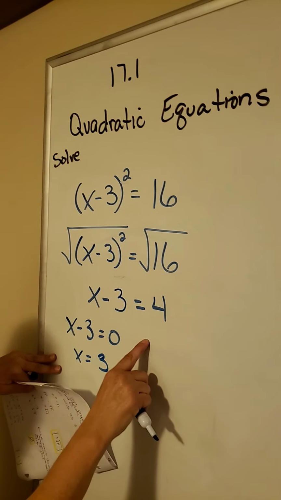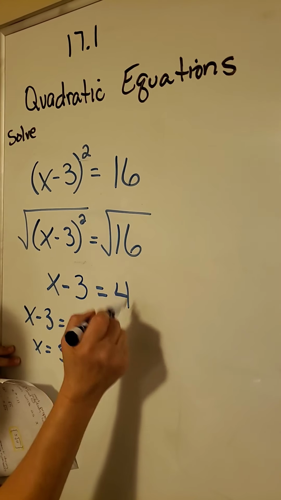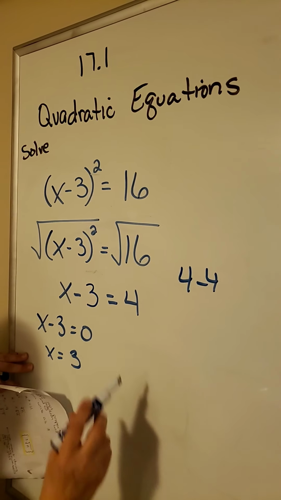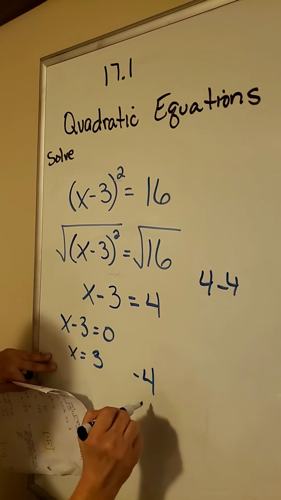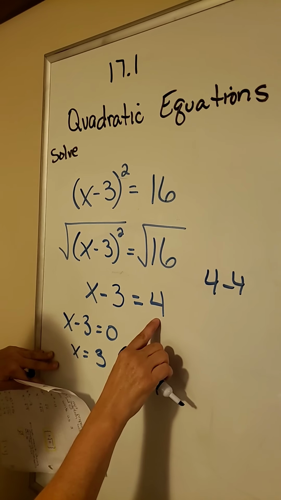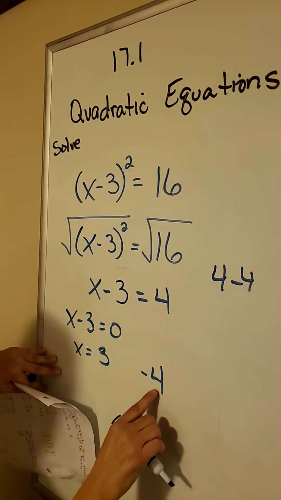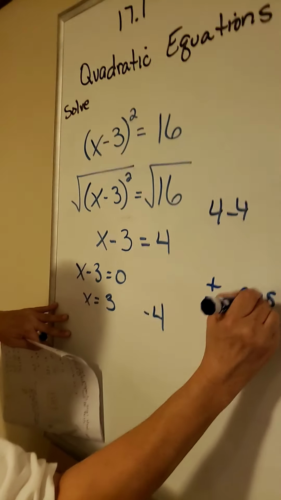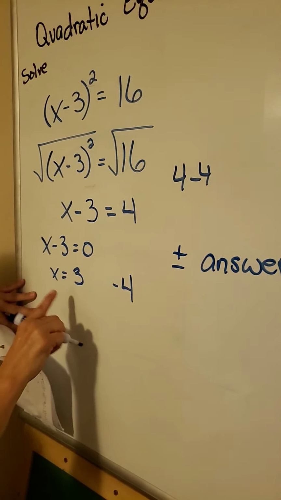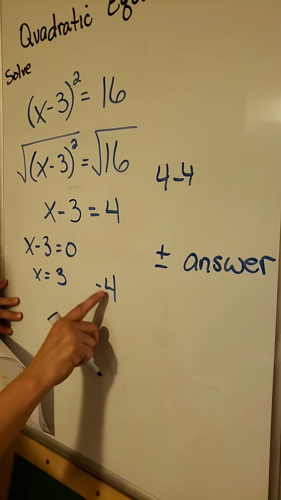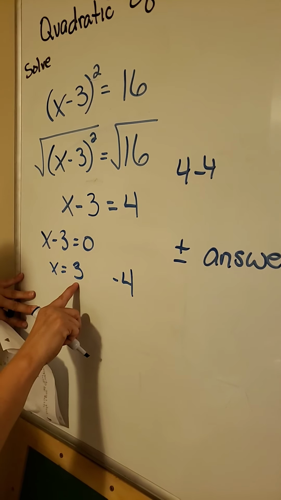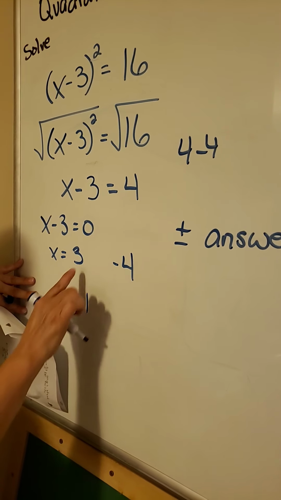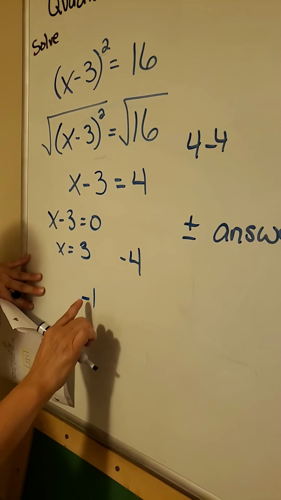Over here, how would we make the 4 a 0? Well, 4 minus 4, right? So negative 4 would set this side to 0. So when you're thinking about a plus and a minus answer, if we combine this negative with this positive, 3 minus 4 will give us negative 1, right? 3 minus 4 gives us -1.